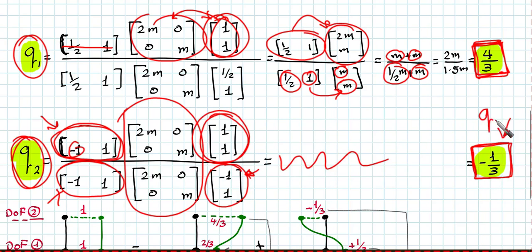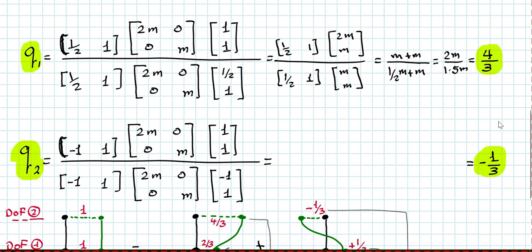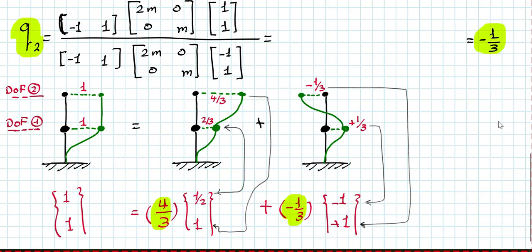So this is Q2, this is Q1. Again, do not leave the basic principles obscure. Q1 means modal coordinate, a scalar multiplier that is going to be multiplied by the first mode shape. Q2 is similar, but it is going to be for the second mode shape. Okay, now let's clean first and go after that.